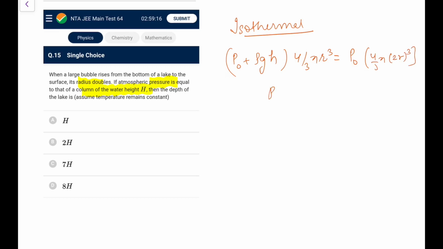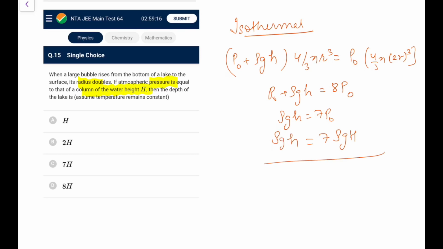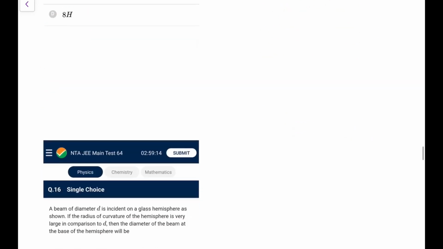So what we can have, P naught plus rho g h, if you do, that is 2 cube, that is 8 P naught. So rho g h is equal to 7 P naught, and the P naught is given as equal to rho g times height capital H. So rho g h is 7 times rho g capital H, so h is 7 times H. You can make out the depth of the lake is 7 capital H.